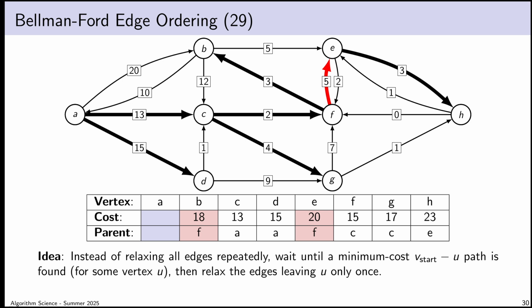So here's an idea. Instead of relaxing all edges repeatedly, let's only relax edges once I know that the source vertex of the edge has been locked in, that I've already found the minimum cost path to that vertex. So that's an idealized goal. It's hard to know whether I'll be able to implement that in terms of an algorithm, but I think that's the idea I want to go on.